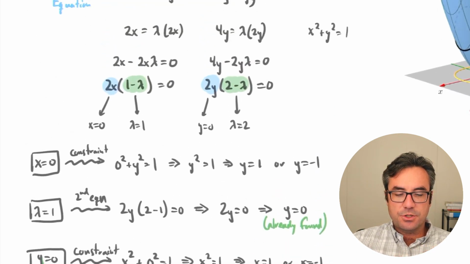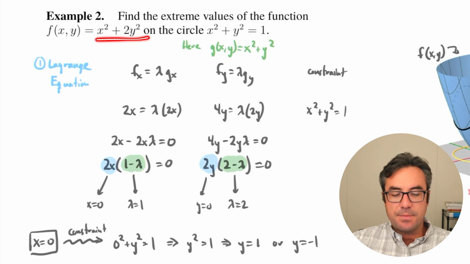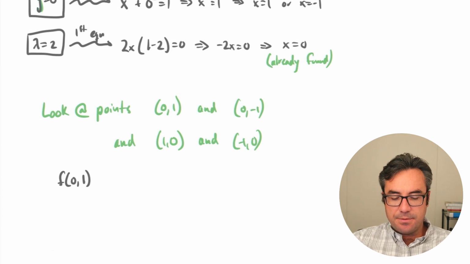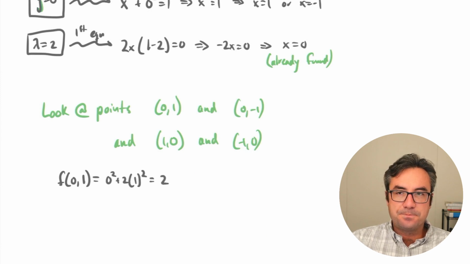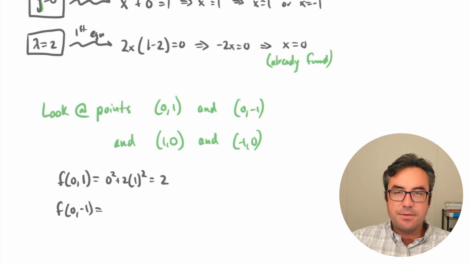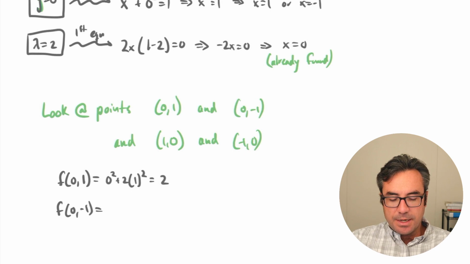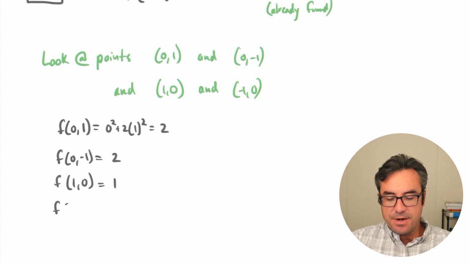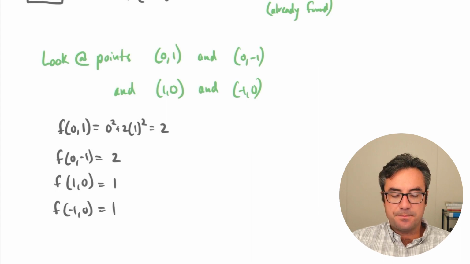So if we go up to our function little f, where was it? It's right here, x squared plus 2y squared. So let's see what we get when we plug in f of 0, 1. So it's going to be 0 squared plus 2y squared. So we end up with 2. And then if we do the same thing for the other 3 points, when we plug in the 0, negative 1, we're going to get 2 again. And then when I do f of 1, 0, we get 1. And then f of negative 1, 0, we also get 1.